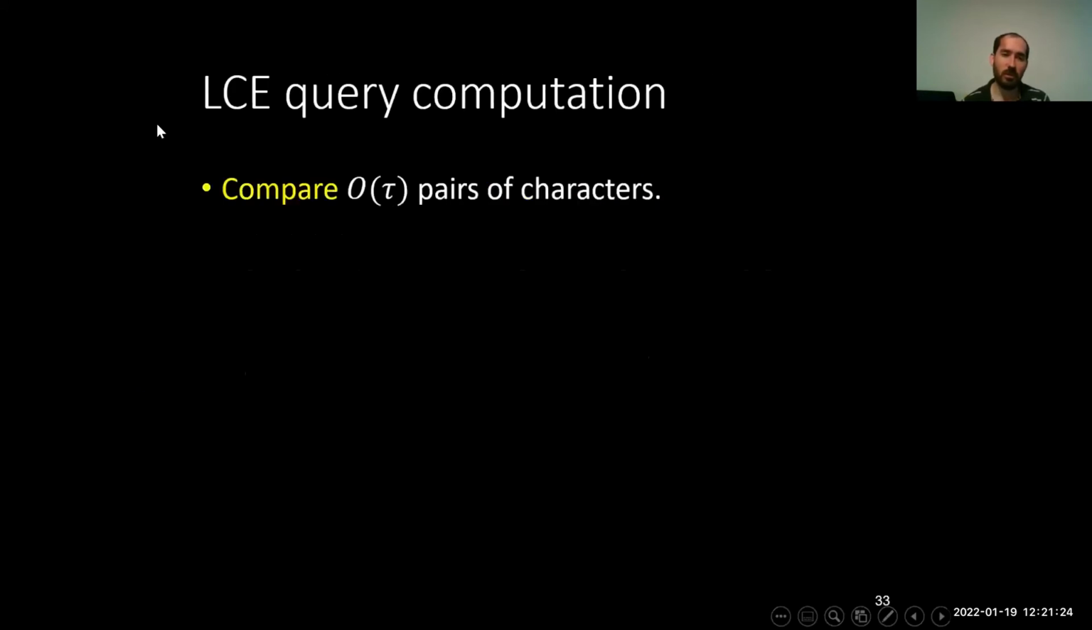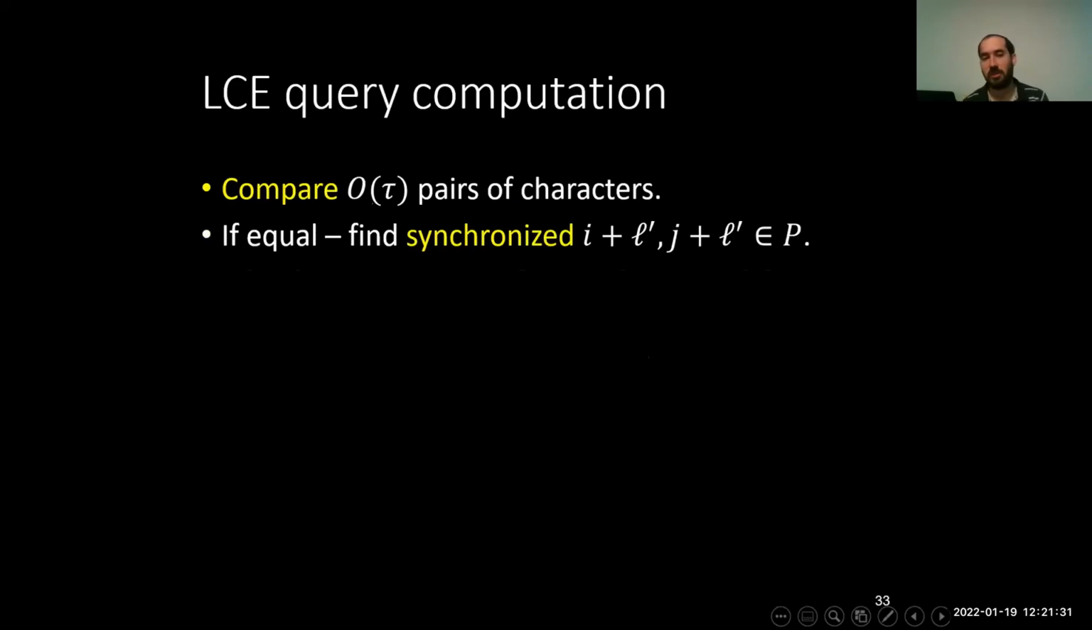And now, when we want to compute the LCE, we can compare on the order of tau pairs of characters. If we find a mismatch, then great, we know exactly what the LCE is. And if we read more than 5 tau pairs of characters, then we can stop, and we know that we find a synchronized position somewhere in these 5 tau indices, which means that it's the same L prime, such that I plus L prime and J plus L prime are both positions in P. So we have blocks starting at corresponding positions in both the region after I and the region after J. Then we can compute the LCE of the blocks, which gives us the position where the last block that is shared between these 2 regions ends.